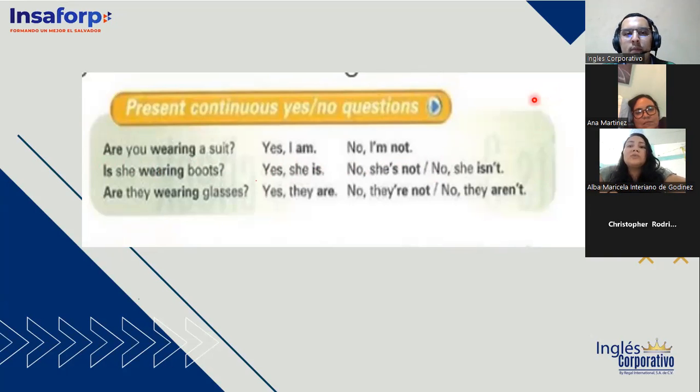Are you wearing a suit? A suit? Yes, I am. No, I'm not. Which one is the positive form and which one is the negative form? Listen carefully. From these two columns that we have here, which one is the positive form and which one is the negative form? No, I'm not. That is the negative form.